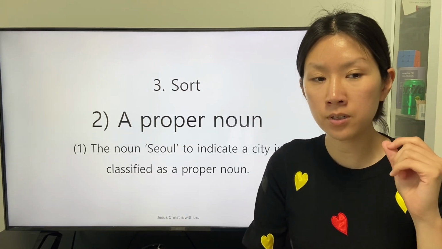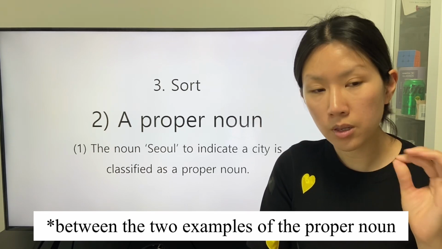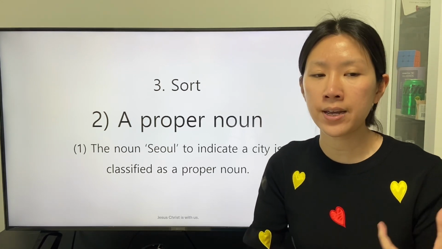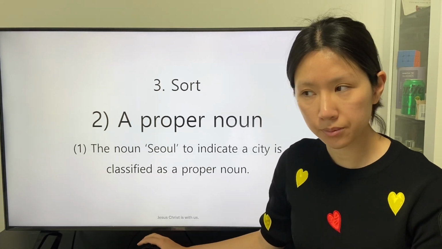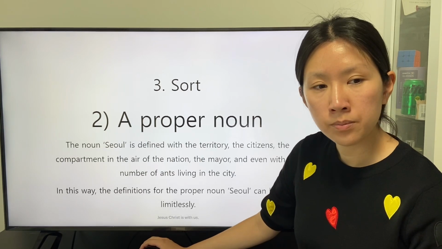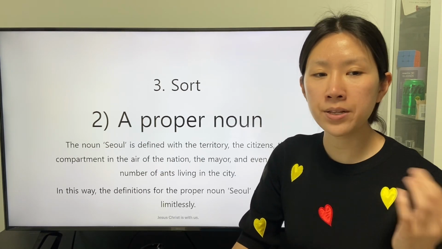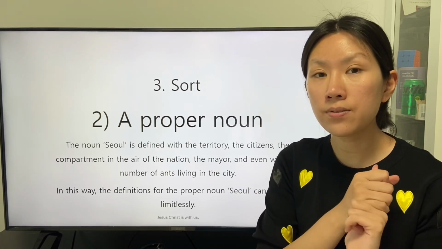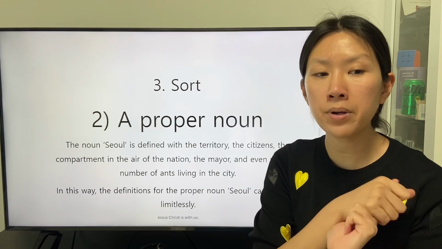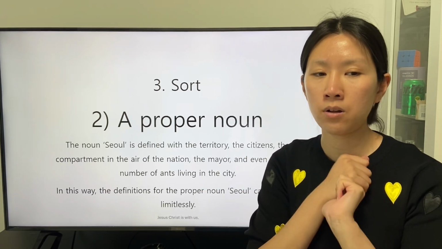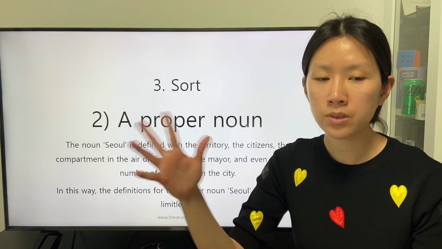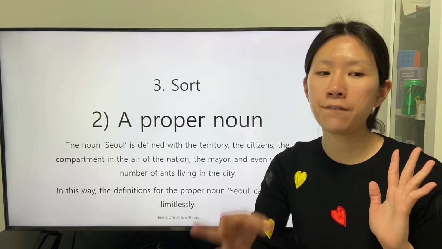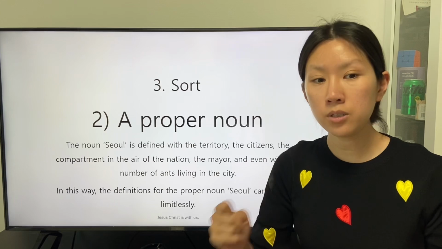For the first example, between the two examples of the proper noun, the noun Seoul to indicate a city is classified as a proper noun. The noun Seoul is defined with the territory that is tangible, the citizens that are tangible, the compartment in the air of the nation that is intangible, the mayor who is tangible, and even with the number of ants that are tangible living in the city.